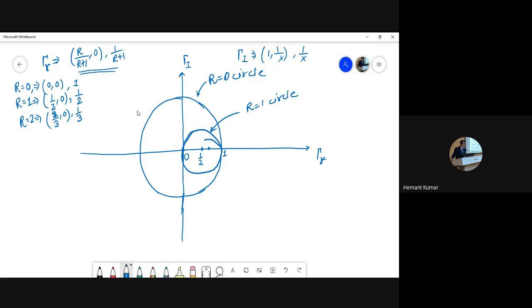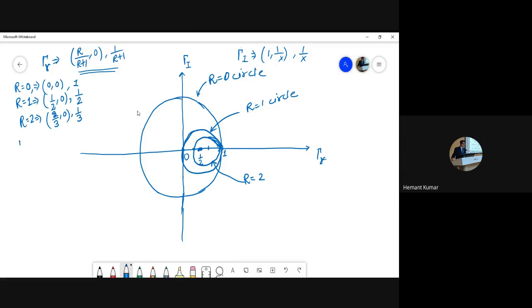So you will see a circle. This is 2 by 3. You will see a circle like this, right? So this circle will be the R is equal to 2 circle.